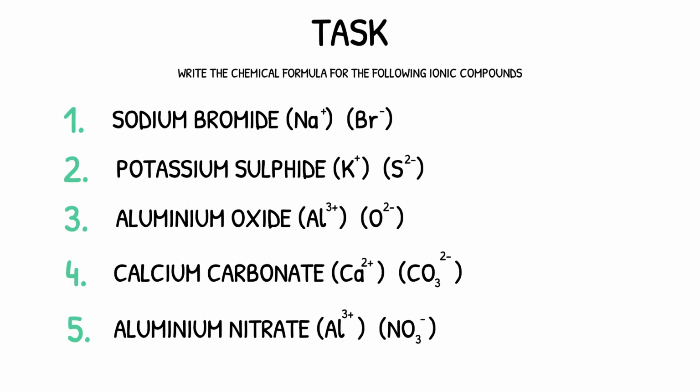Let's talk through the answers for question 4. Calcium carbonate consists of a calcium ion and a carbonate ion. At a 1:1 ratio, the charges cancel one another out, and so the formula will consist of these ions in a 1:1 ratio. We do not need to use brackets when there is only one polyatomic ion present in an ionic formula. Therefore, the answer to question 4 is CaCO3.